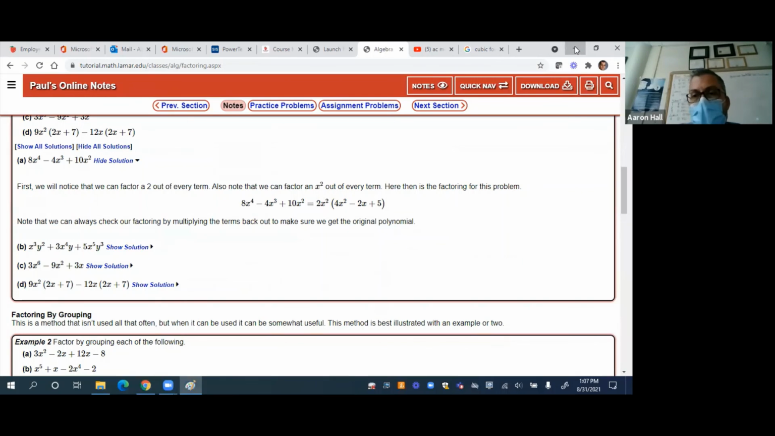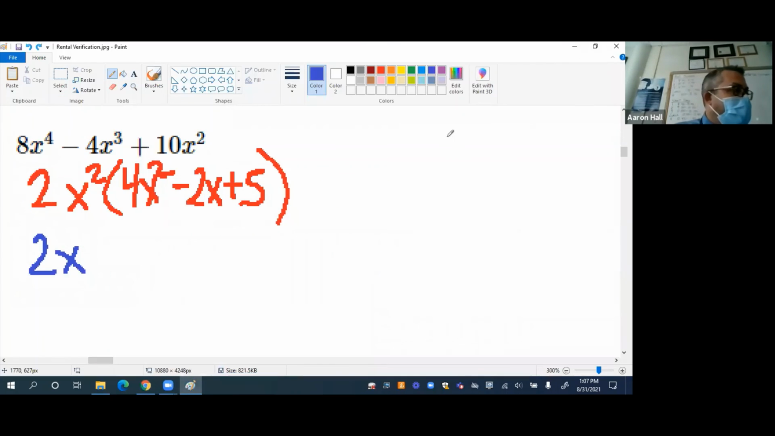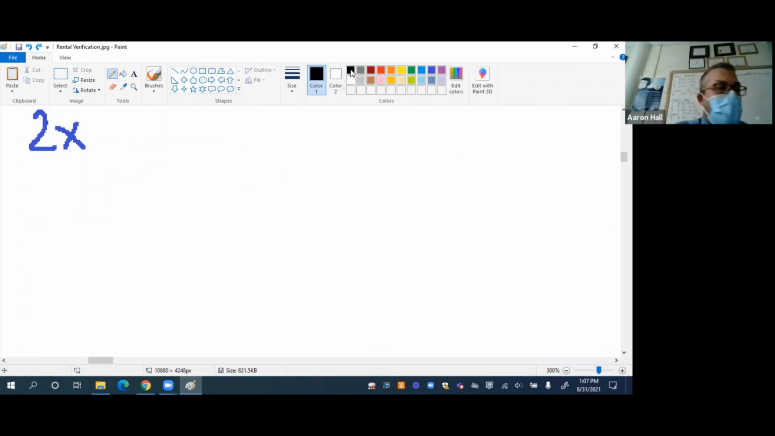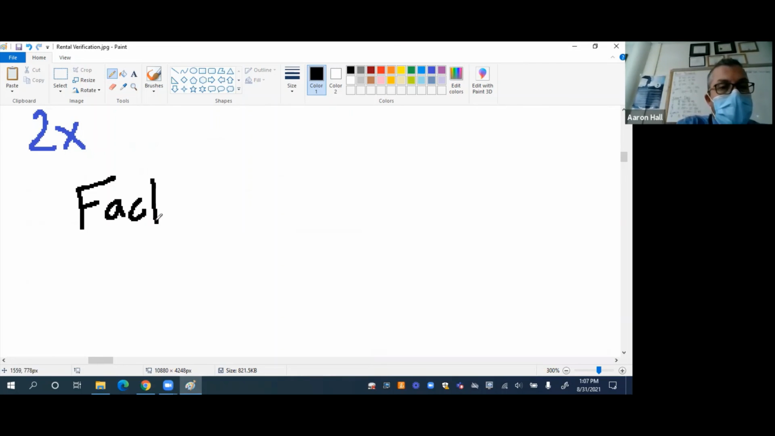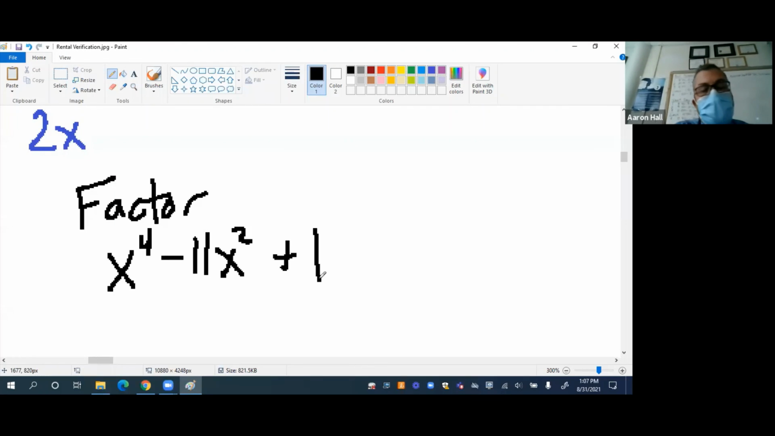I know we're running out of time. I think we have like 7 more minutes, but there's another idea I want to talk about. Actually, there's 2 other ideas. The other one is if I have something like this, so I want to factor x to the power 4 minus 11x squared plus 1.